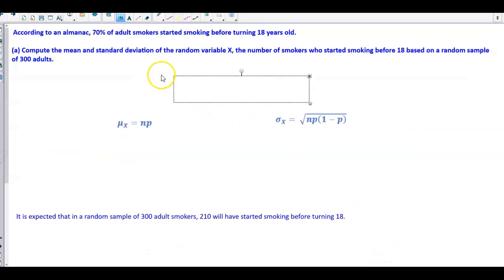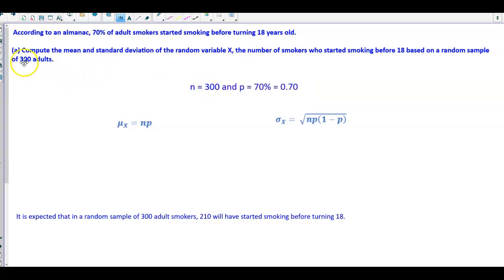So the first thing we need to do is interpret what is n and what is p in our problem. Well, n is the number of trials, or the sample size, which we can see here is 300 adults. We know the probability is 70%, so it's going to equal 0.70. Now, in order to find the mean, we need to plug in our information. We know that n is equal to 300. We know the probability is 0.70. When we multiply that together, we get the mean of 210.